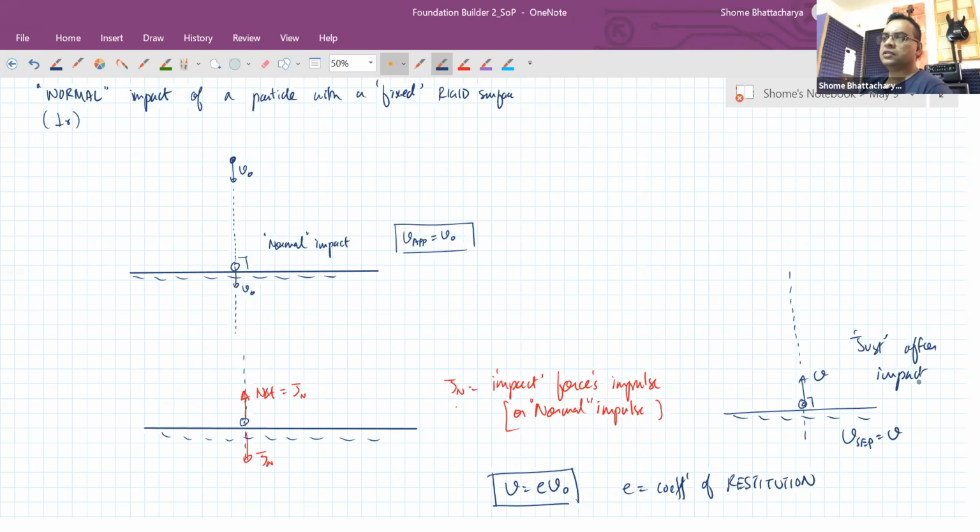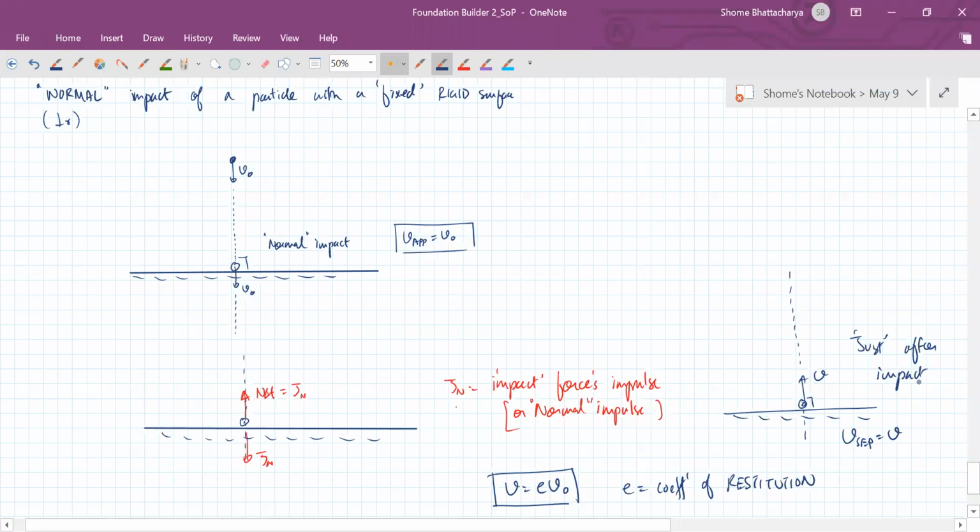So this is the first situation of collision of a particle with a fixed rigid surface, that is the normal impact. Okay, when the direction of the velocity is perpendicular. So perpendicular or normal impact. Okay, so write this down. Next, we will see the oblique impact when the particle comes and hits at an angle. That means we can directly find the velocity, final velocity.